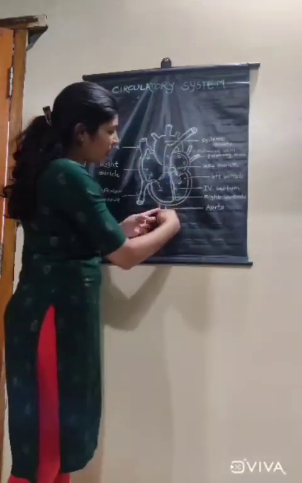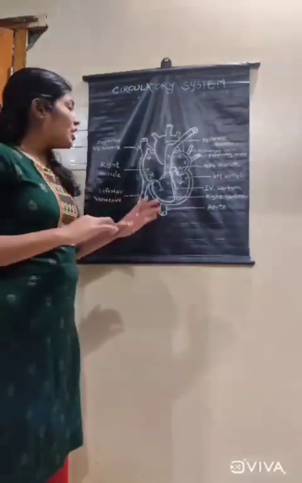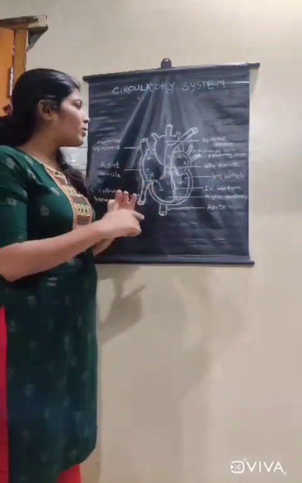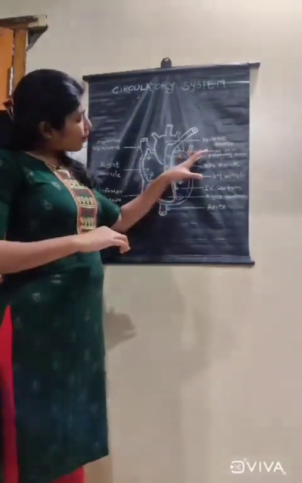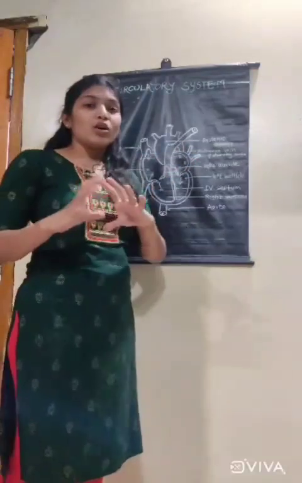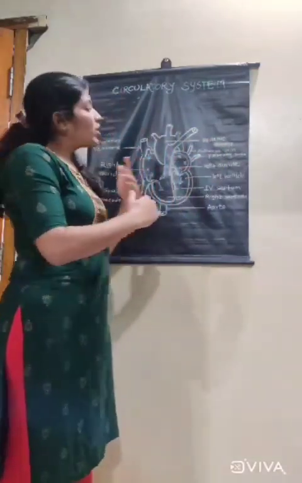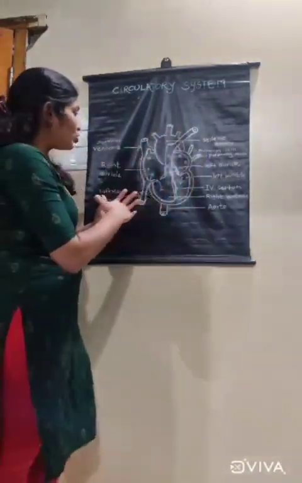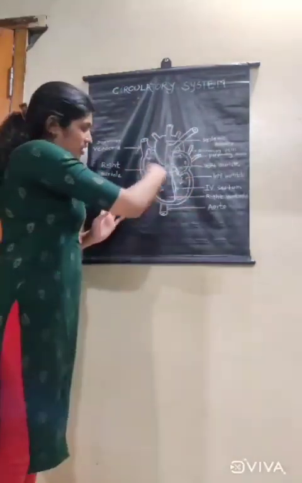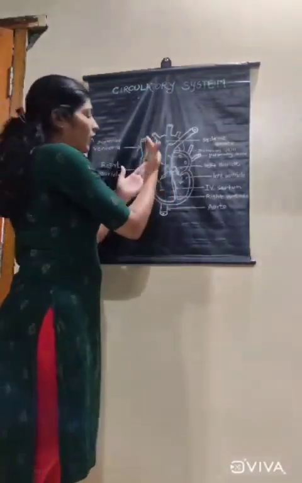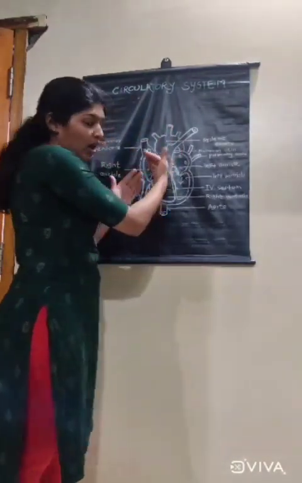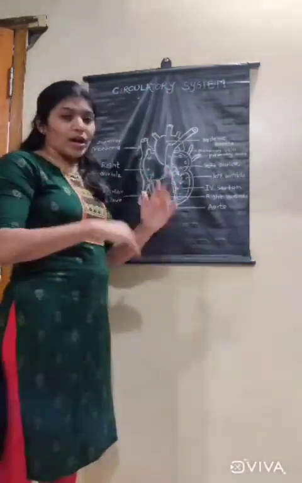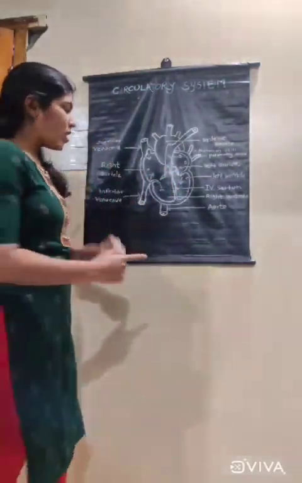And this one is the aorta, which is the longest artery in our body. This one is the pulmonary vein. The function of the pulmonary vein is to pass oxygenated blood from the lungs to the heart. So we studied how deoxygenated blood comes into the heart, how it passes from one chamber to the next, and how it becomes oxygenated and passes through the body.